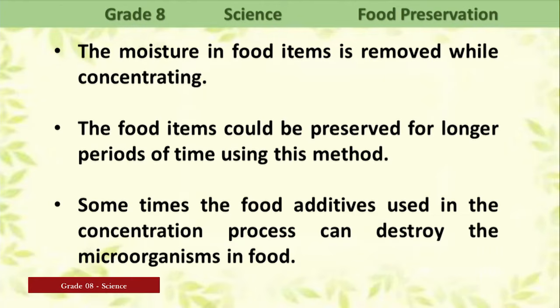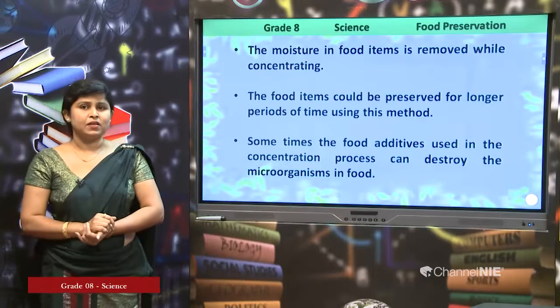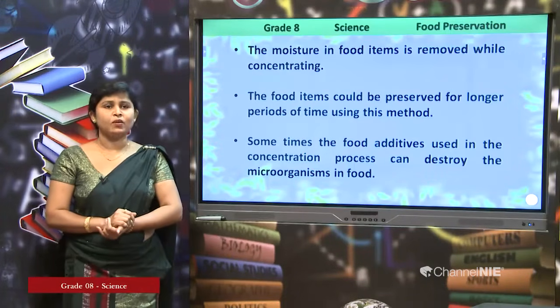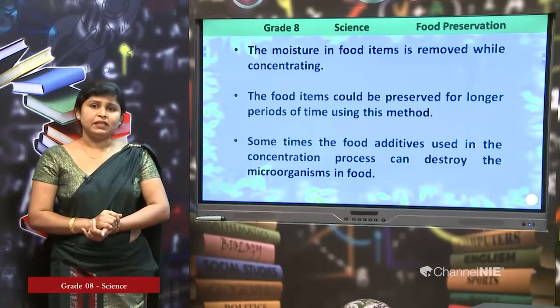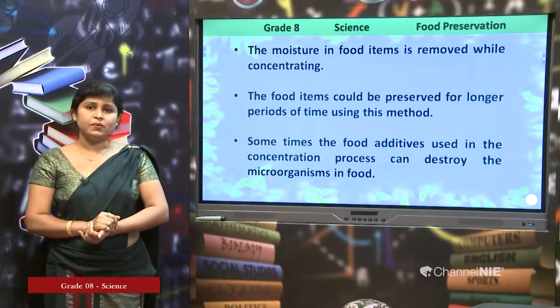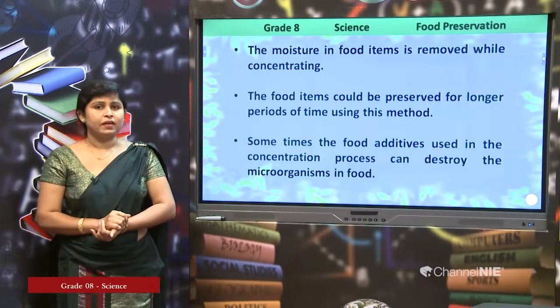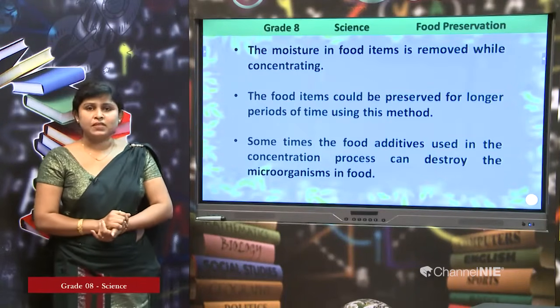Sometimes the food additives used in the concentration process can destroy the microorganisms in food. I am sure that you have read the labels on these chutney, jam and cordial bottles. It is given that they contain several types of food additives. The food additives that are used in concentration can act as food preservatives. So, that is the way of preserving food items by concentration.